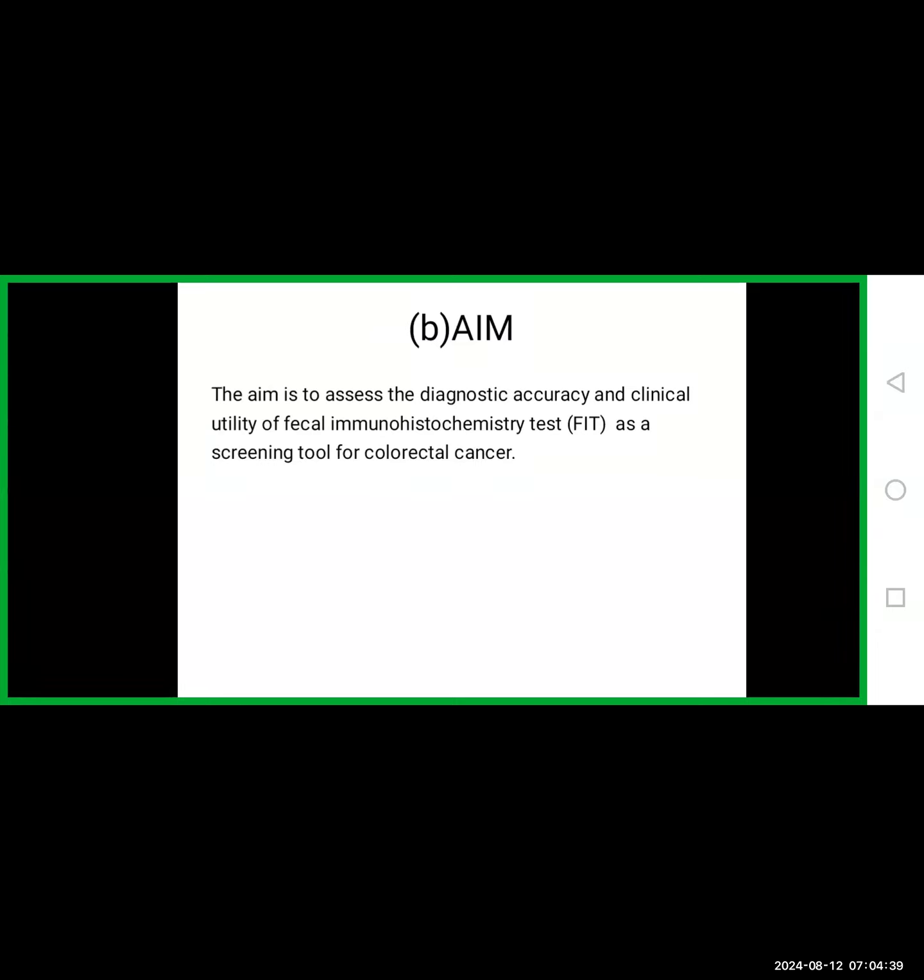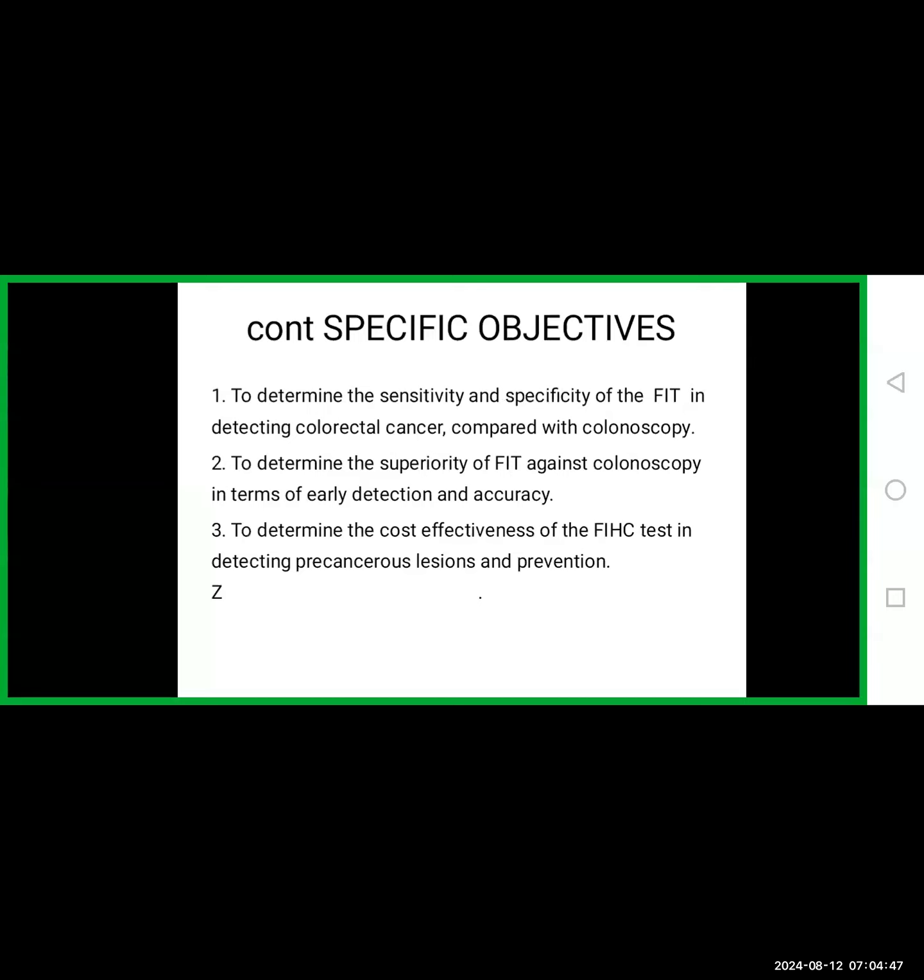Specific objectives, 1, to determine the sensitivity and the specificity of the FIT in detecting colorectal cancer compared with colonoscopy. 2, to determine the superiority of FIT against colonoscopy in terms of early detection and accuracy. 3, to determine the cost effectiveness of FIT test in detecting precancerous lesions and prevention.